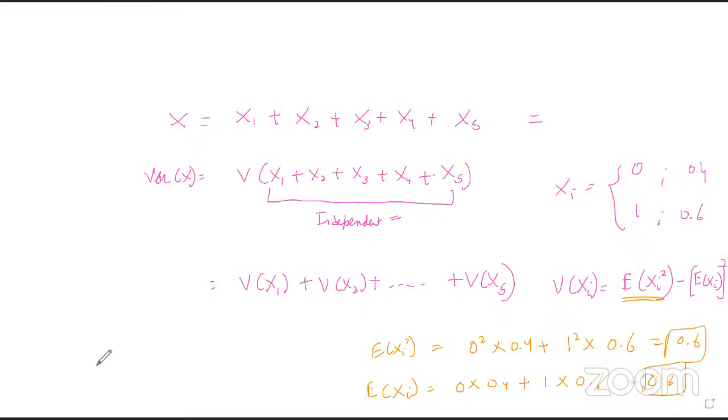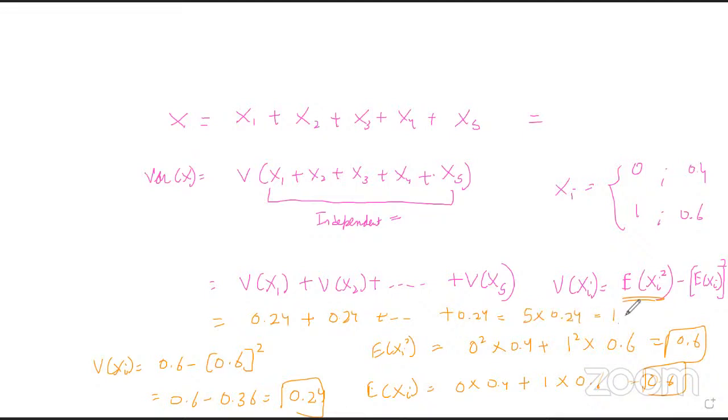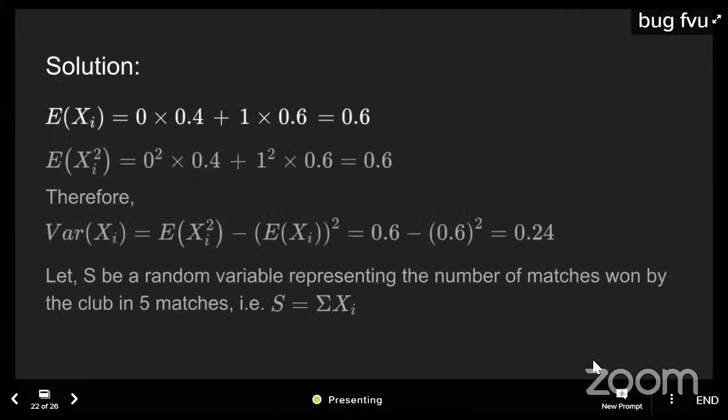So the variance of xi would be 0.6 minus 0.36, which is 0.24. The variance of each of these 5 random variables is 0.24. So it would be 0.24 plus 0.24, 5 times, which is nothing but 5 times 0.24, that is 1.2. Is this clear? 0.24 is the variance of each xi, x1, x2, x3, x4, x5.